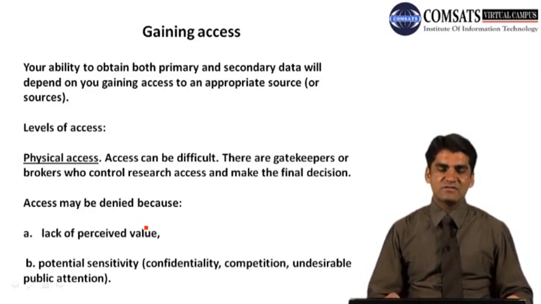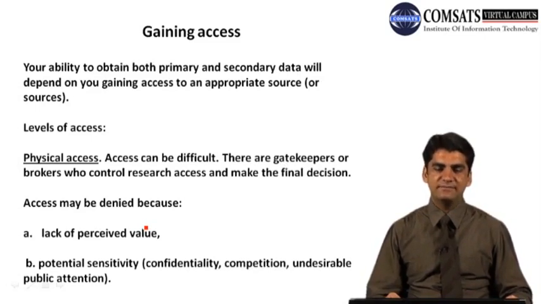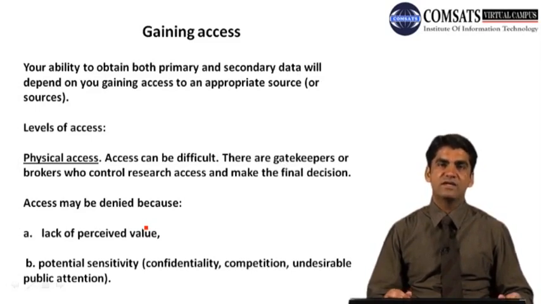So gaining access is one of the important things. Your ability to obtain both primary and secondary data will depend on your gaining access to an appropriate source or sources, whether you have access to one or the other source for gaining primary data or not, or gaining secondary data or not. If you have access, that's wonderful. If you don't have access, then you have to think twice how you are going to get data or how you are going to collect data to answer your research questions and objectives.